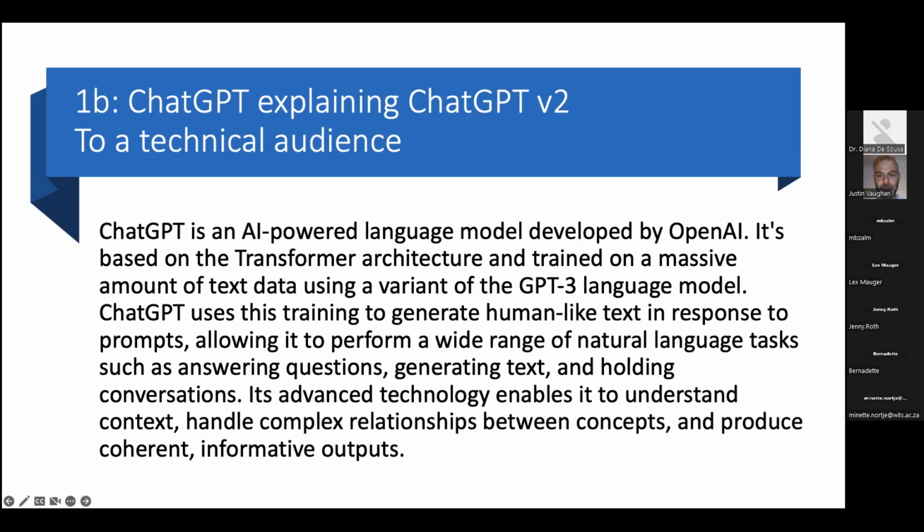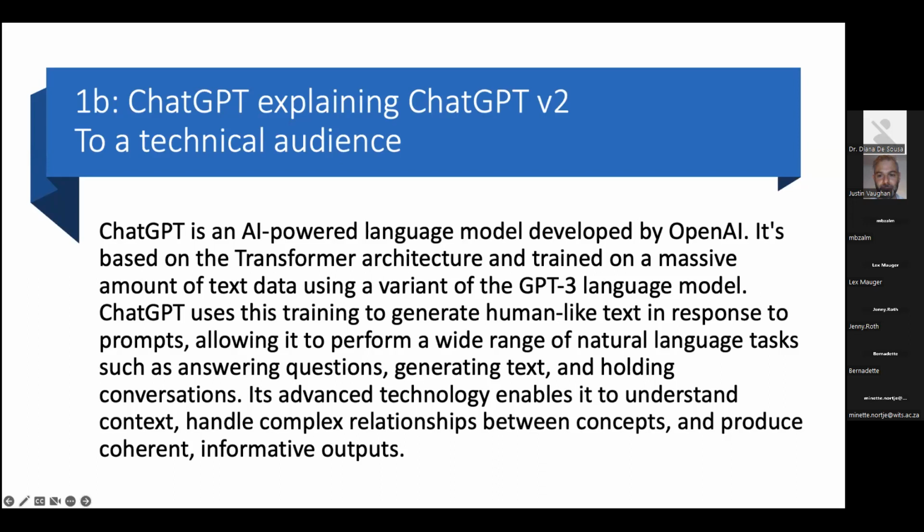Sue? So part 2 is asking ChatGPT to explain ChatGPT to a technical audience. So you can see it goes into the powered language developed by OpenAI, and then goes into the architecture and the training that it's had. It's a variant of the GPT-3 language, etc., etc. It's advanced technology, enables us to understand context, handle complex relationships between concepts, and produce coherent and informative outputs. And again, that's not necessarily always the case, because it's not gathering completely correct and factual information.